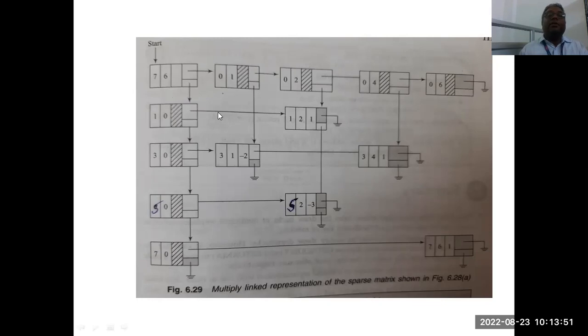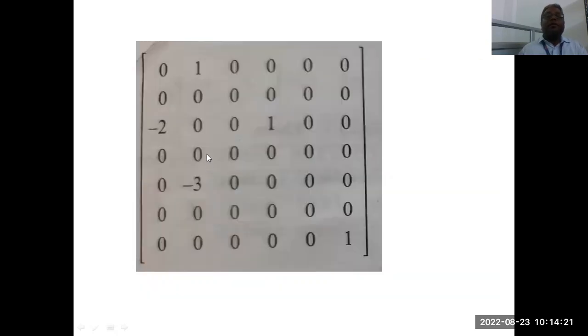In this example, I am considering that the row index and column index start with 0. So we have the 0th row, first column; 0th row, second column; 0th row, fourth column; 0th row, sixth column; then the first row, third row, fifth row, and seventh row. Here there are no further rows, so I have set this to null. Going back to this example, I need to store this one.